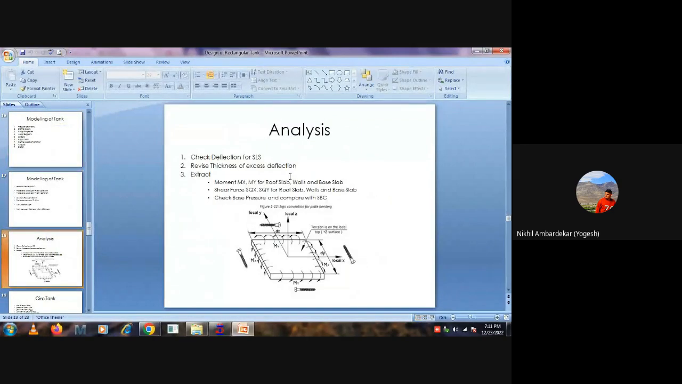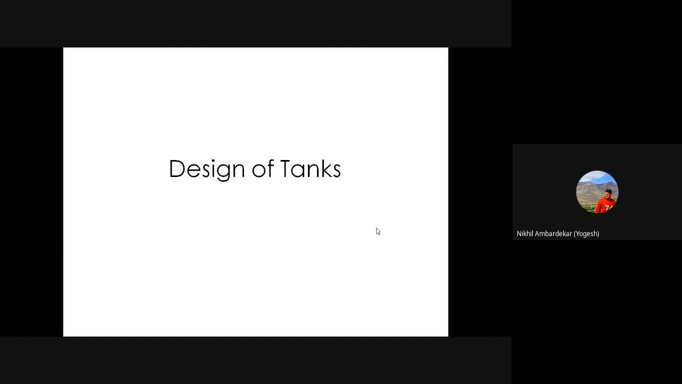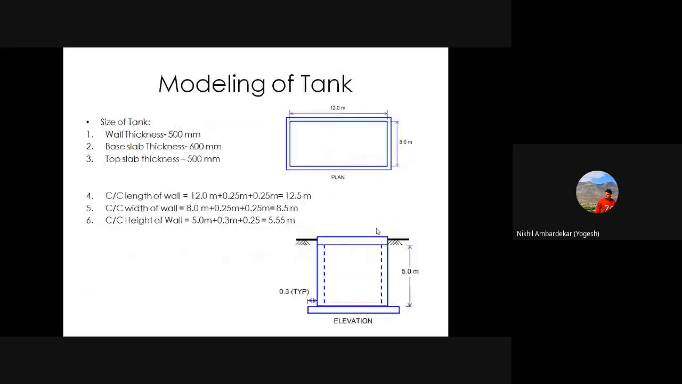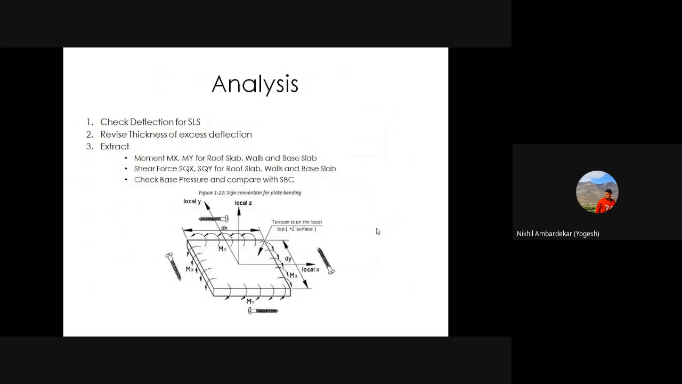So this image is taken from the STAAD help. If you press F1 or open STAAD, you can get this image. Understanding this image or figure is very, very important. Is it visible now? Okay. Now we are going to extract the results from STAAD.